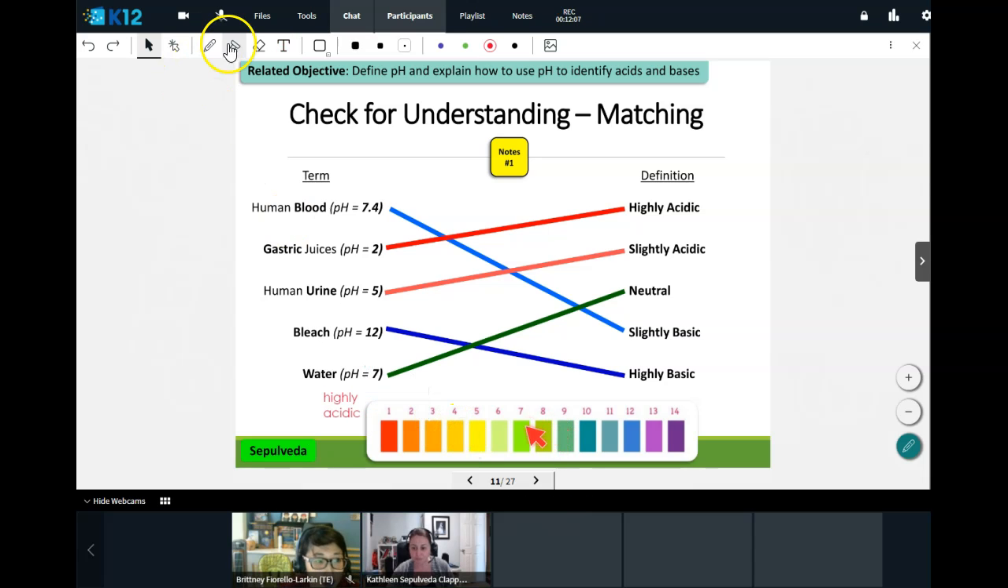Okay. So gastric juices, which has a pH of 2, is going to be highly acidic. Whereas human urine, pH of 5, is going to be slightly acidic. And obviously coming down here to bleach, highly basic at 12. And then water with a pH of 7, great middle point there, is going to be neutral. All right, these are the answers to number one.